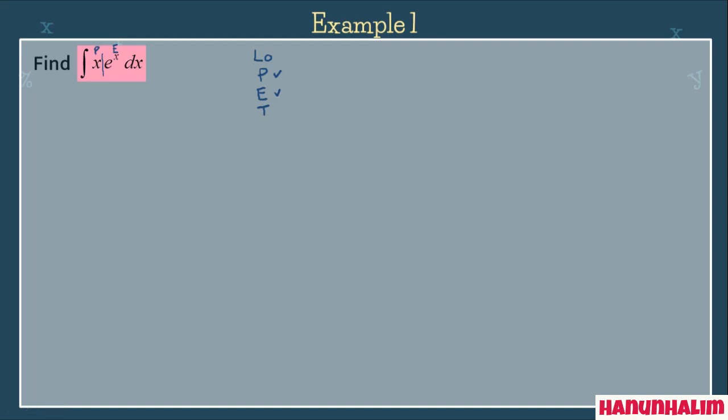Supposedly, for LOPAT, the priority order is what we will choose as u. L, P, E, T. So, polynomial is higher than e, so polynomial is our u. So, u is x. And then e to the power of x dx is our dv. So, now we already choose our u and dv. That is the first step.